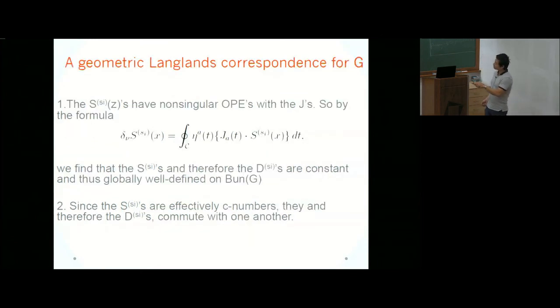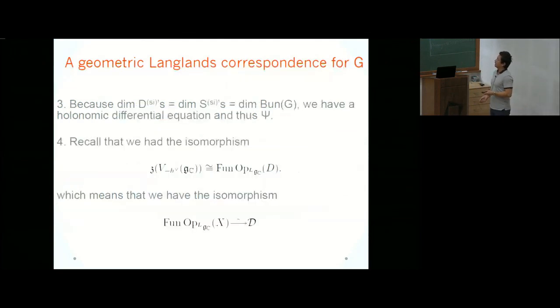Now these S_i, if you see how they transform over different points in Bun_G, you can see that since the OPE is trivial here, it is constant over Bun_G. And it also commutes with each other, as we explained earlier on. The number of independent Sugawara operators is exactly the same as the dimension of Bun_G, which means that those correlation functions and the differential equations that they obey are holonomic. And recall that we had this isomorphism, which tells us that we have a map from this thing here to the differential operator that S defines.